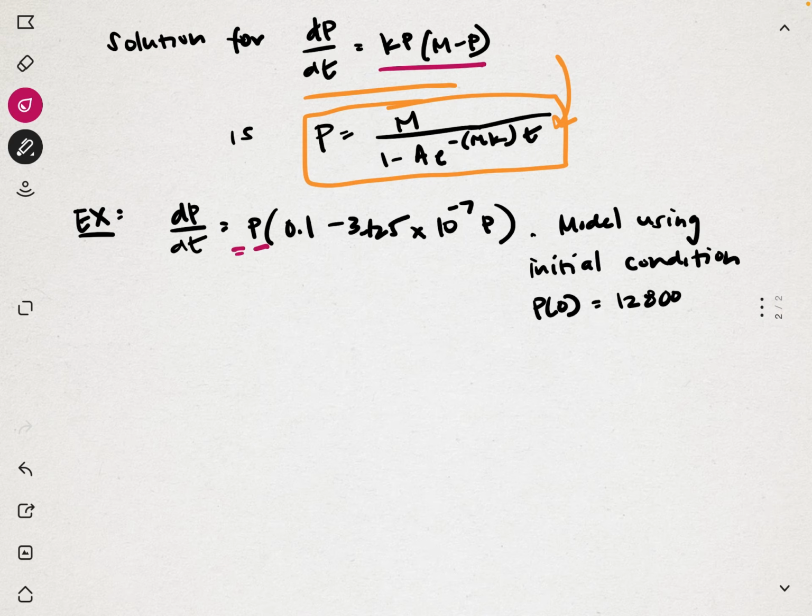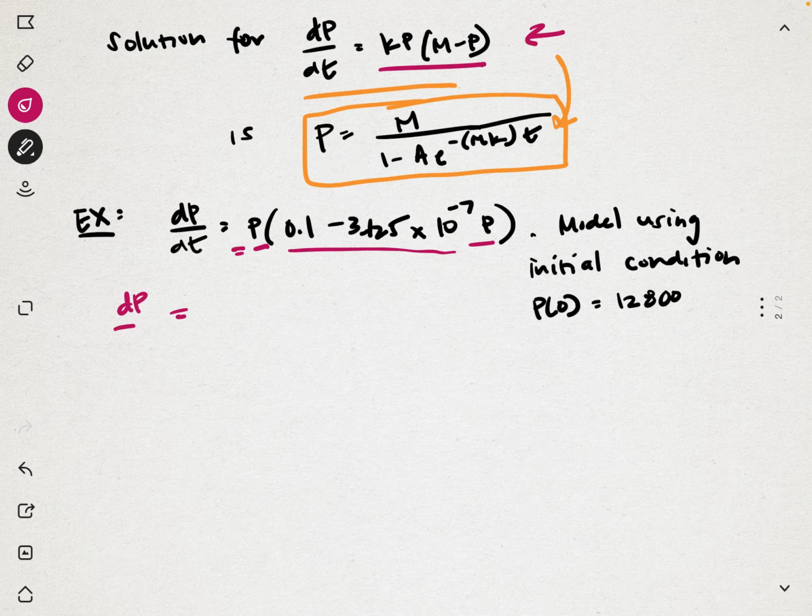This may be our m, but then we have something times p, so it's kind of messing it up in this parentheses. But we can do one thing to make it look exactly like we want it to. dP/dt equals kP times (M minus P). And what that is, we're going to factor out the 3.125 times 10 to the negative 7. So remember, when we're factoring stuff out, we're dividing by it in the parentheses and pulling it outside.